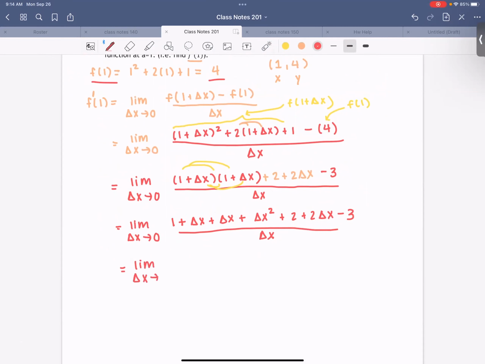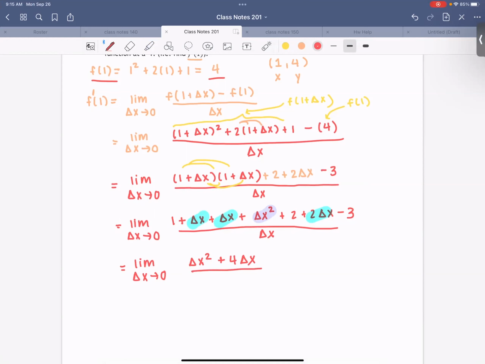So let's kind of go through this step by step. We have a delta x squared. I think that's pretty easy to isolate. There's no other delta x squared, so let's just write that by itself. Looks like we have some delta x's to combine. We have a delta x and a 2 delta x. So how many delta x do I have now? Good, 4 delta x. And then we have a 1 plus 2 minus 3. What's that? 0. Good, I'm not going to write that. All over delta x.